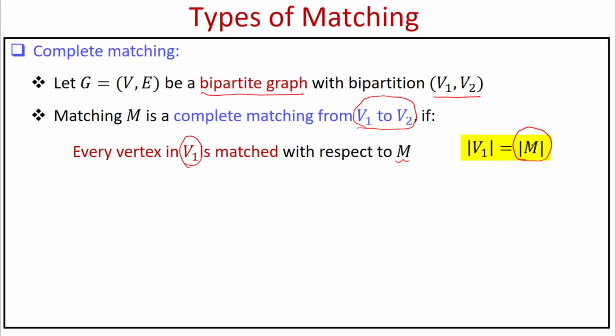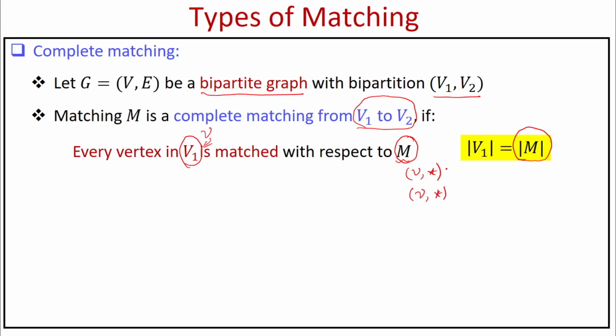This is because if every vertex in V1 is matched, that means I have edges in my matching M where for every vertex small v in V1, there is a corresponding edge with v as its endpoint in my matching M. And as per the definition of a matching, I can't have any other edge present with the same endpoint v. That's not possible.